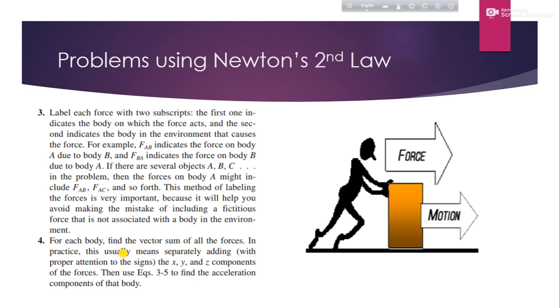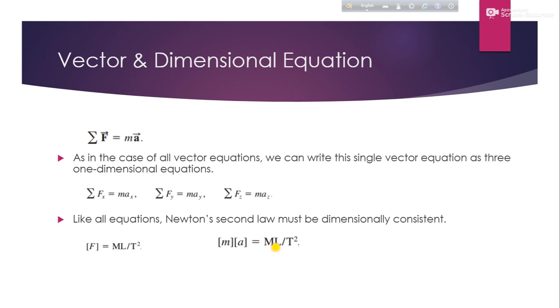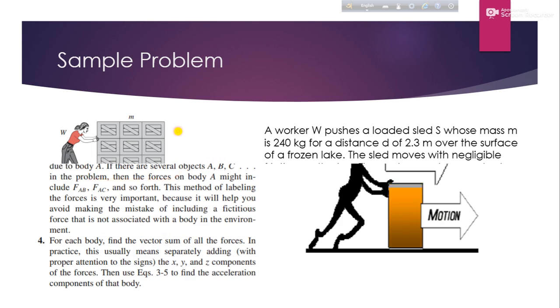Then after that, we have to find the vector sum of all the forces. Usually it means separately adding the x, y, z components of the forces. We need to find the x, y, z components, do the vector addition, and then solve the equation that was mentioned here, F equals ma. This vector equation we need to solve, then we will get the solution.